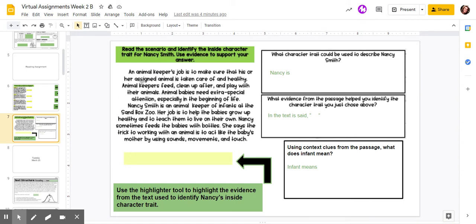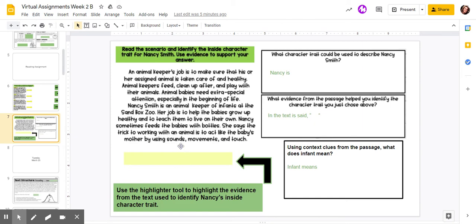So you have a couple paragraphs here, and the questions are, what character trait could be used to describe Nancy Smith? So Nancy is what? How would you describe her? Her personality. What evidence from the passage helped you identify the character trait you just chose above? So, what did they say in the paragraph that told you she was either joyful or courageous, helpful, whatever word you used to describe her? How did you come up with that?